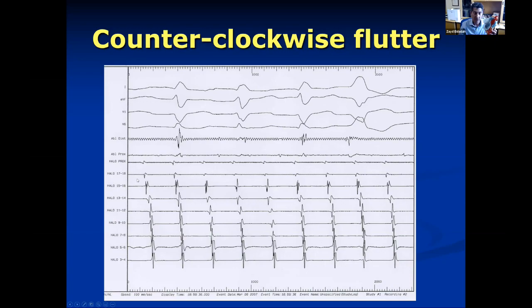In this case, the poles are numbered, and this is what we call counterclockwise, from pole number 19 and 20 down to pole 3 and 4. 19 and 20 is here, 3 and 4 is here. So 19, 20, 17, 18, 16, 15, all the way down, spinning, spinning, spinning, and we see these rapid deflections. This does not look like a typical ECG.